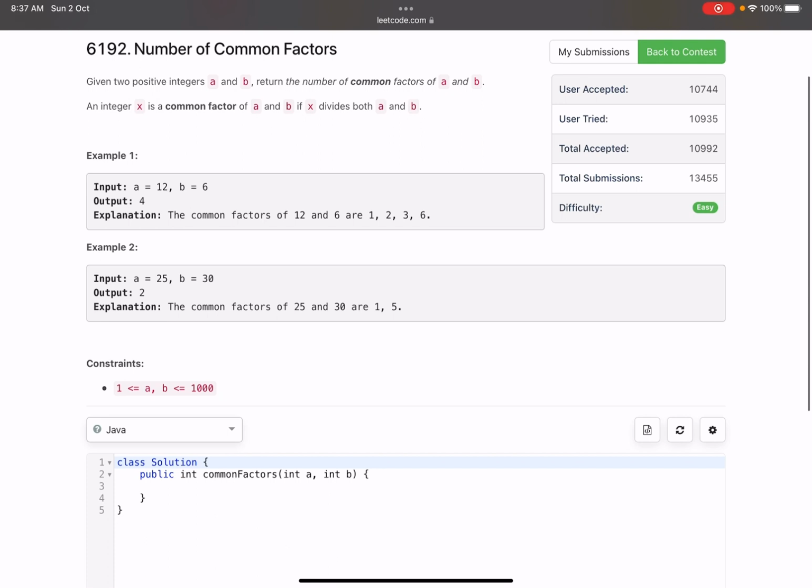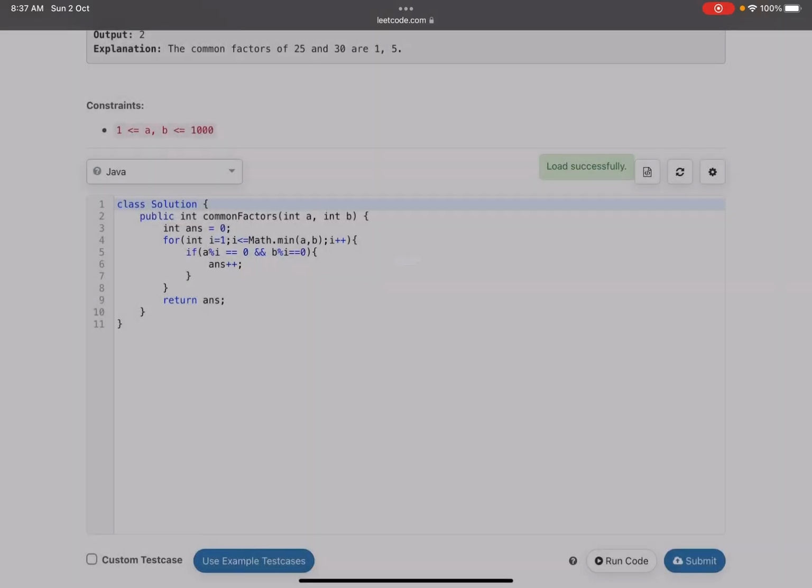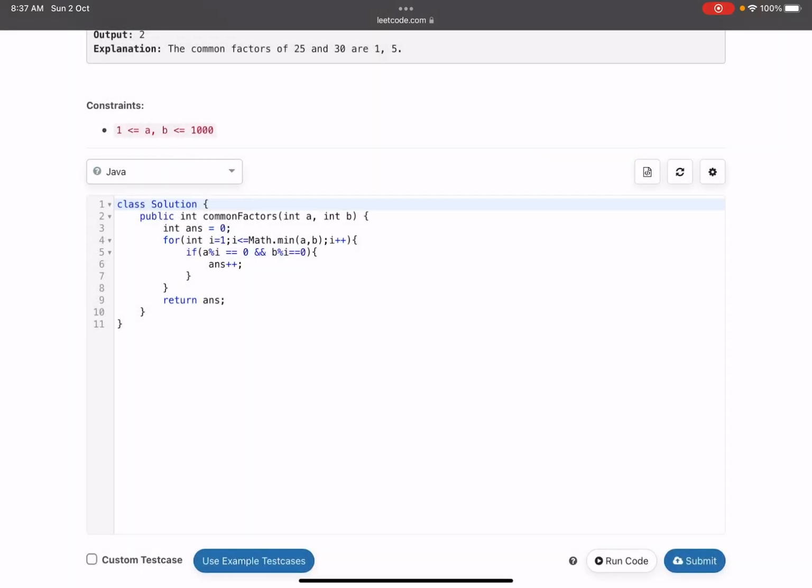So if a is 12 and b is 6, we have a total of 4 common factors that are 1, 2, 3 and 6. And similarly for 25 and 30 we have 2 common factors, 1 and 5, right? So yeah, not much of an explanation needed.